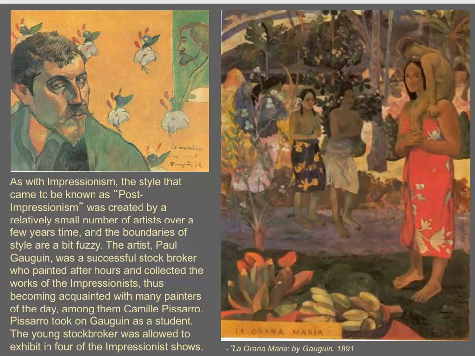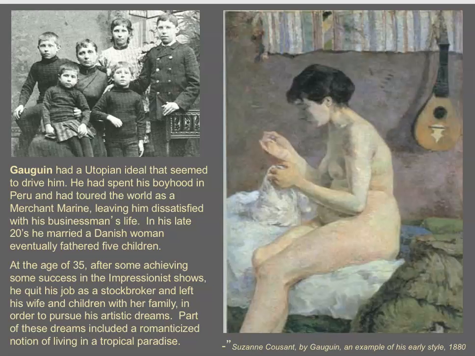The style of art that came to be known as post-impressionism was created by a relatively small number of artists over just a few years, and it was also a bunch of rebels who were rebelling against the Impressionists. One artist named Paul Gauguin got associated with this group as a collector originally. He was a stockbroker somewhere around Paris, and he loved to paint. So he painted after hours, and eventually he took on the teacher in Camille Pissarro, one of the primary Impressionists. So this tutelage under Pissarro allowed Gauguin to get into 4 of the Impressionist shows.